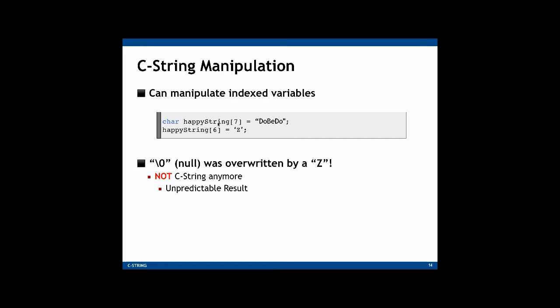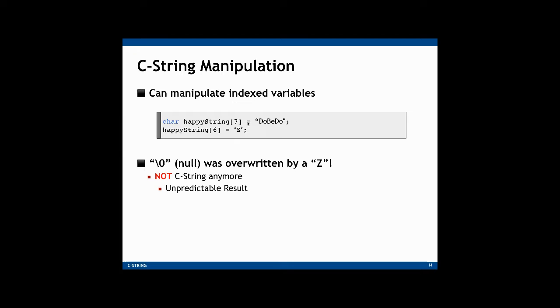You can change one character of this C-string variable using array square brackets. So here the index 6 character is changed to Z. When you are manipulating a C-string, you have to be careful that you do not override the null character. If you override the null character, the string is no more a C-string, which leads to unpredictable results when you are dealing with such corrupted strings.